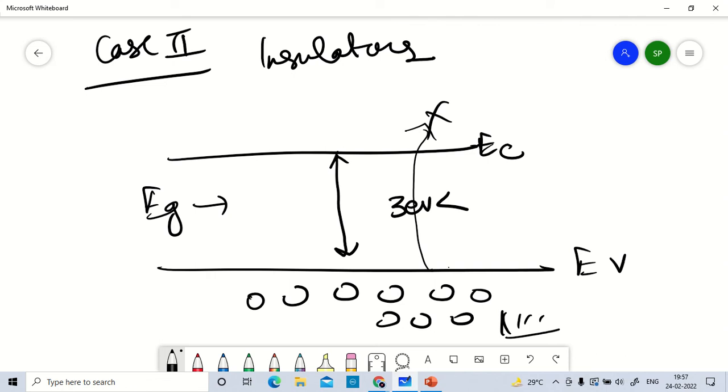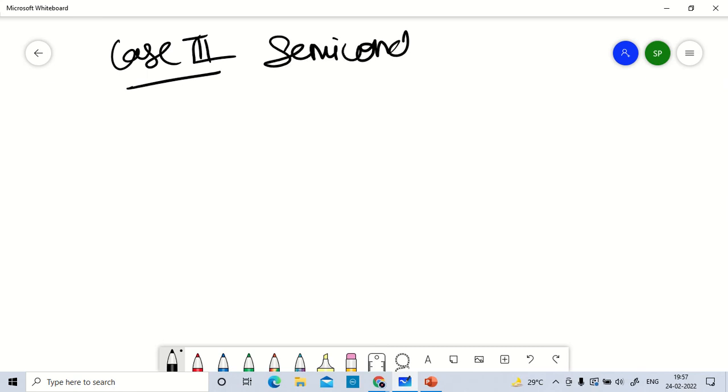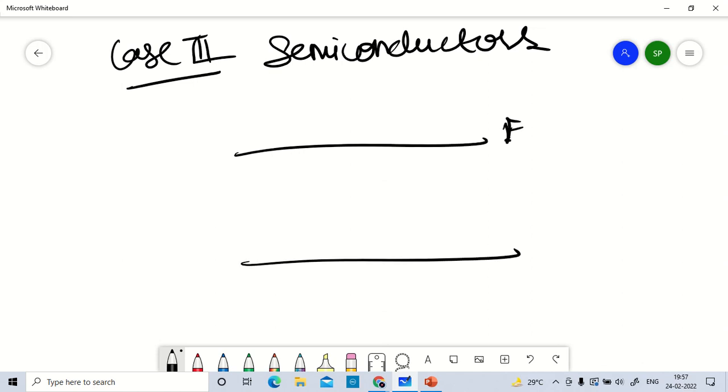So this is insulators. Now we come to the last case, case 3, which is semiconductors. For case 3, semiconductors, in figure 14.2c you can see a finite but small band gap. Here also this is the lowest level of the conduction band, EC, and the highest level of the valence band, EV. These are the valence electrons.